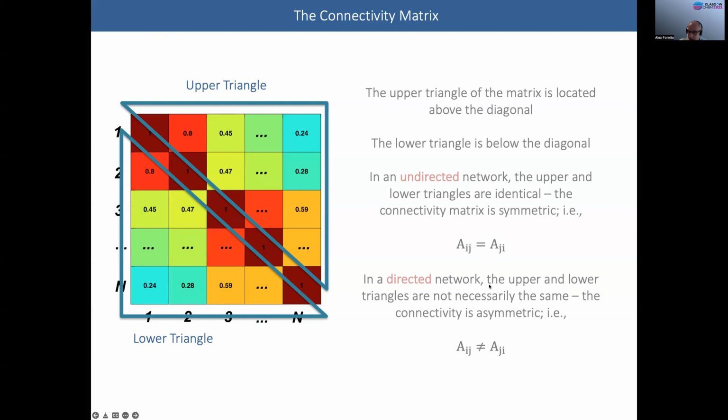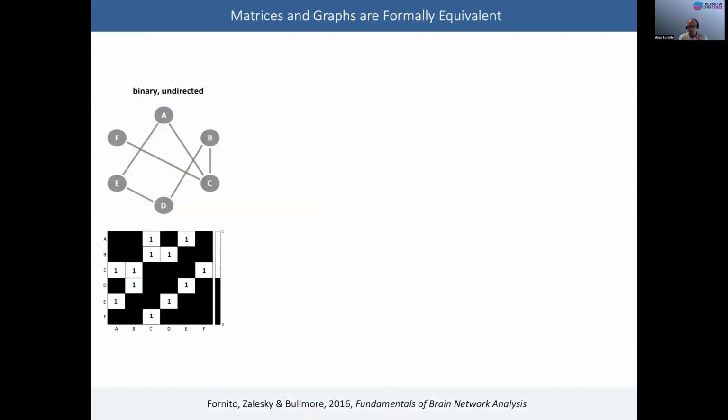In a directed network, say we've looked at effective connectivity or we have tract tracing data and we can resolve directionality of connectivity, the upper and lower triangles are not necessarily the same and connectivity is asymmetric. So here we have Aij does not equal Aji. Now, that implies that we can generate different types of graphs from our adjacency matrix. So here is the simplest case.